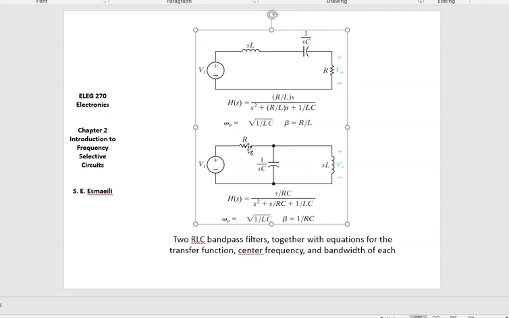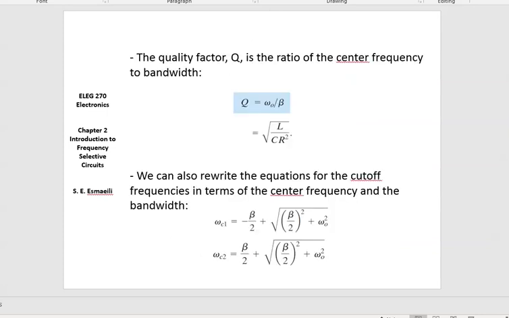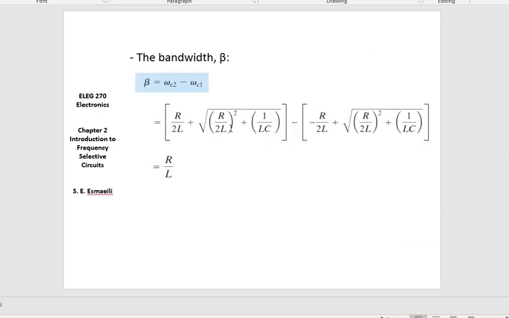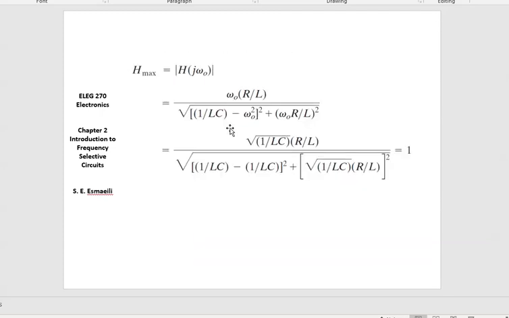There are other combinations of R, L, and C, as I said, like the parallel combination, the series and parallel combination. They will all give you the bandpass performance, but the most popular ones would be series RLC and parallel RLC. I hope that you got the important points about the bandpass filters.